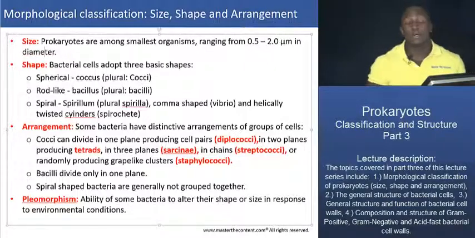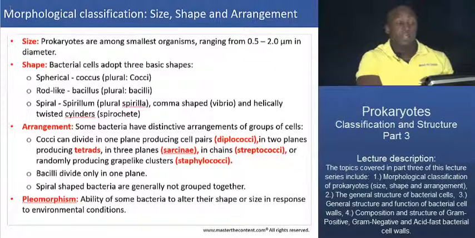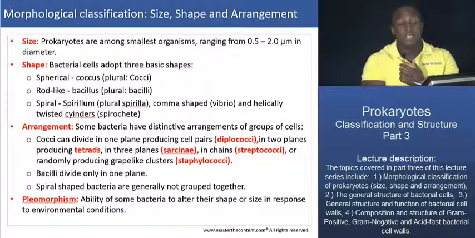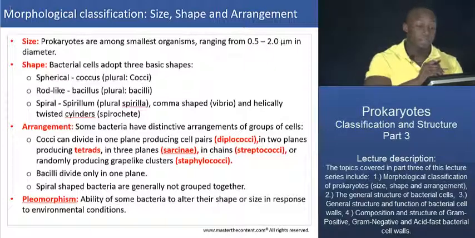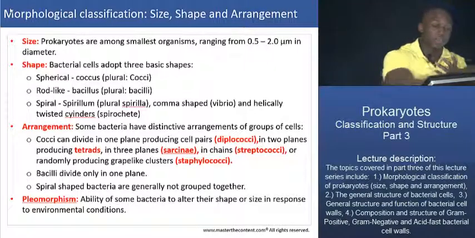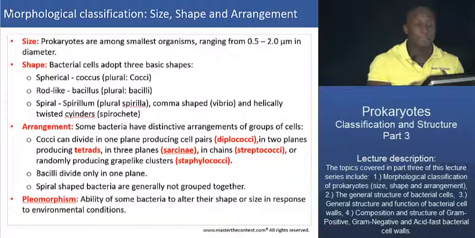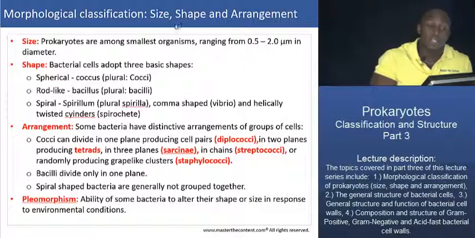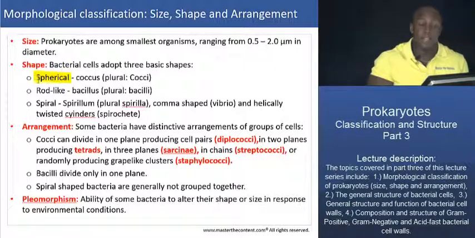Which is pretty small. Remember, when we're talking about eukaryotic cells, they can be anywhere from 10 to 100 micrometers in diameter. So prokaryotes are pretty small cells in and of themselves. Now, as far as their shape is concerned, they tend to adopt 3 basic shapes. The first one is a spherical shape, and a bacterium that adopts a spherical shape is called a coccus, and in plural, cocci.